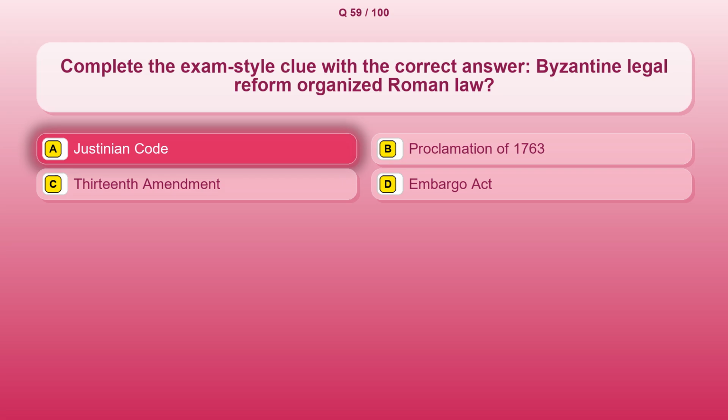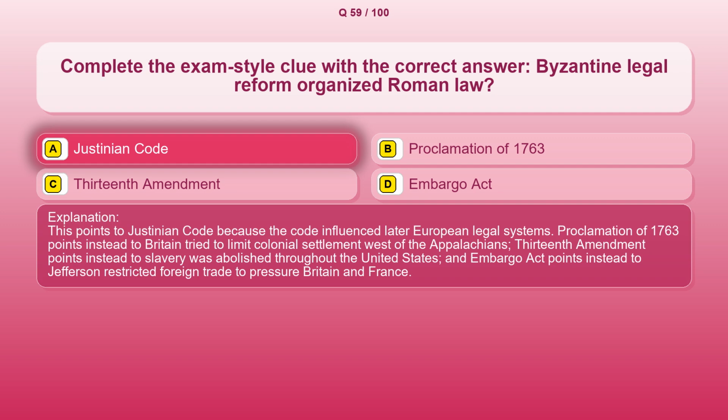The correct answer is option A, Justinian Code. This points to Justinian Code because the code influenced later European legal systems. Proclamation of 1763 points instead to Britain trying to limit colonial settlement west of the Appalachians. 13th Amendment points instead to slavery being abolished throughout the United States, and Embargo Act points instead to Jefferson restricting foreign trade to pressure Britain and France.